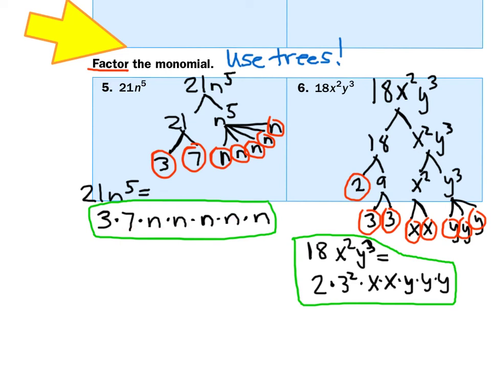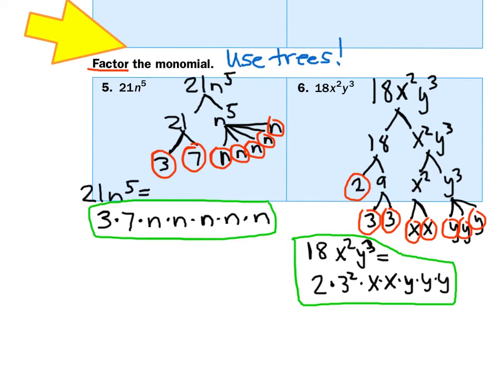Okay, take a look at number 6, 18x to the second power y to the third power. So when I use the 2 branches, remember I put the coefficient, the 18 on one branch, and I put all the variables on the other branch. So then I break apart 18, 2 times 9, circled the 2, broke apart the 9 to 3 times 3 and circled those 3's. And then look at what I did with the x squared y cubed. On the first branch, I put the x's, x to the second power. On the second branch, I put all the y's, y to the third power.